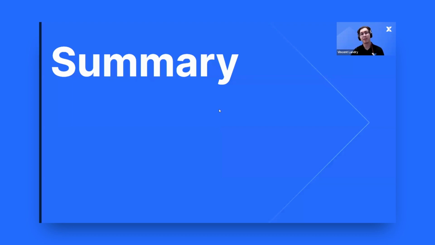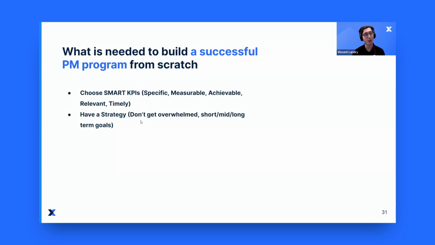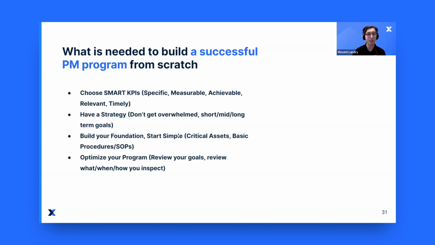Now for a summary. We talked about creating a PM program from scratch. What we discussed to make this successful: choose smart KPIs. We said specific, measurable, achievable, relevant, and timely. We said that we want to have a strategy. Don't get overwhelmed. Don't try to do everything at once. Don't try to do it all in a day. It won't work. Have short, mid, and long-term goals. Build your foundation. Start simple. Start with your critical assets and with basic procedures and SOPs. Optimize your PM plan. Review your goals. Review where you are, what, when, and how you do your inspection.